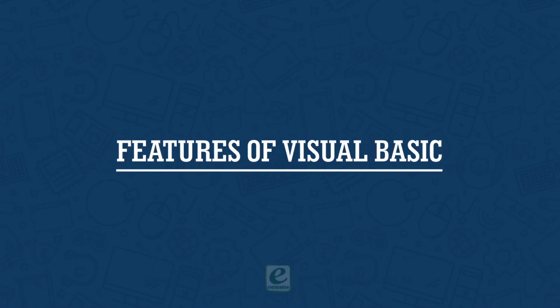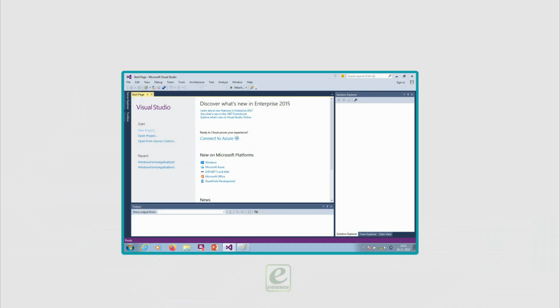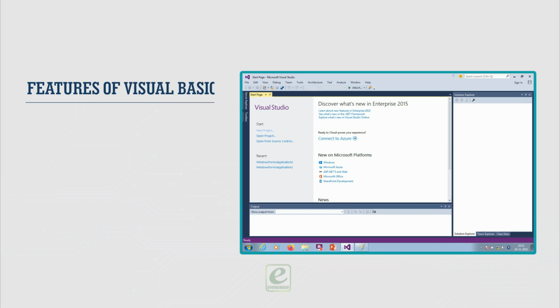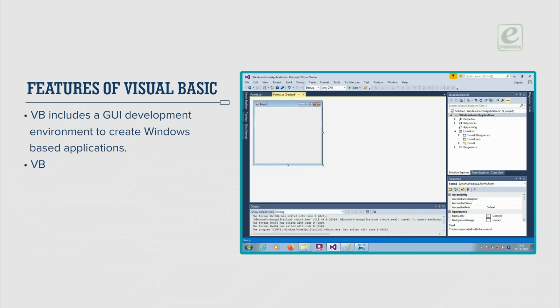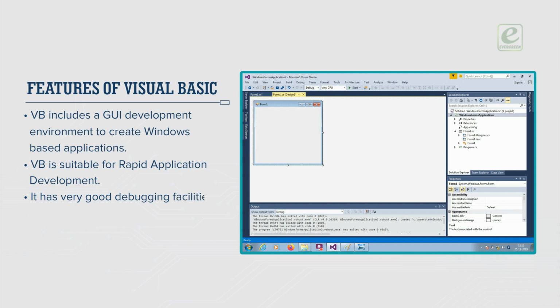Features of Visual BASIC. VB includes a GUI development environment to create Windows-based applications. VB is suitable for rapid application development. It has very good debugging facilities. It is suitable for business applications.